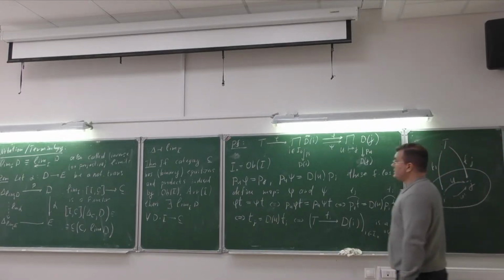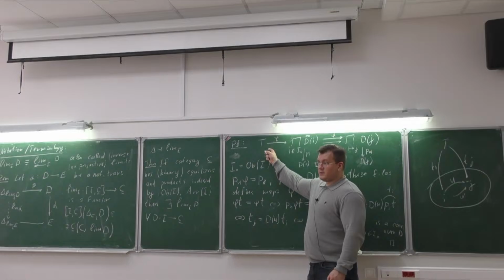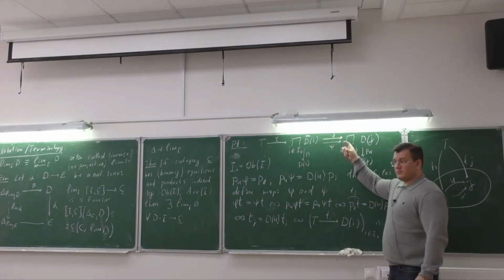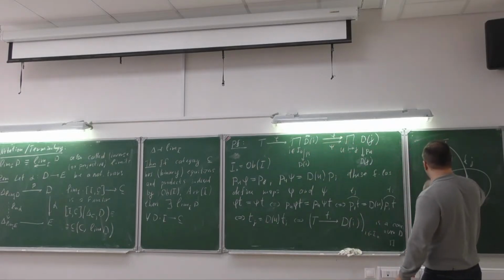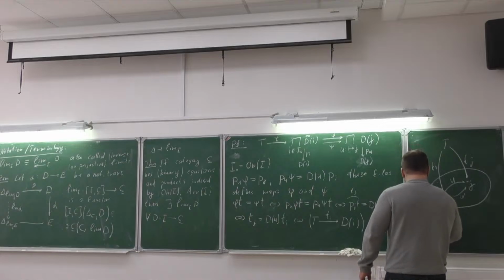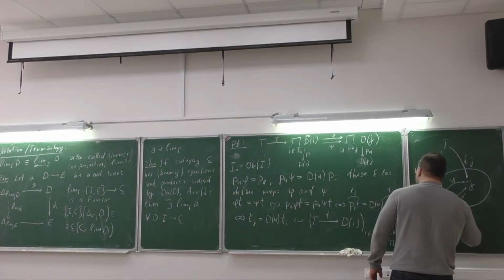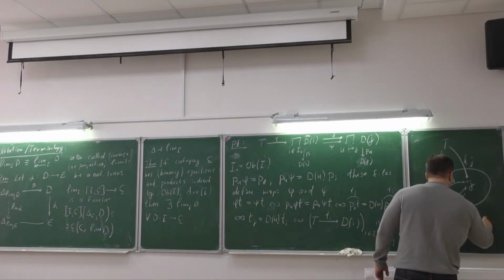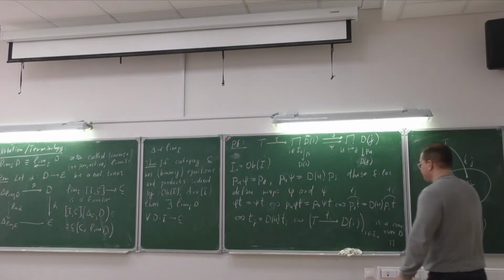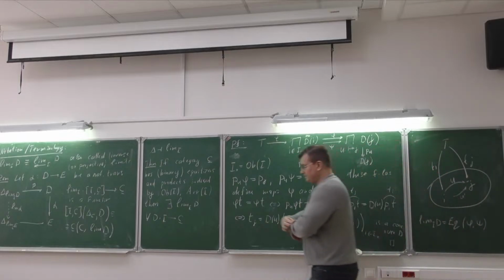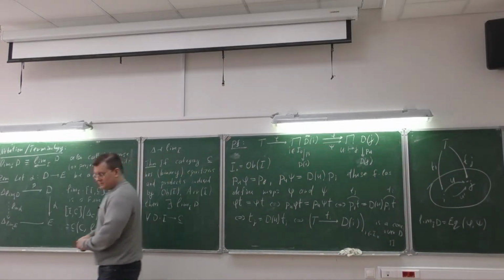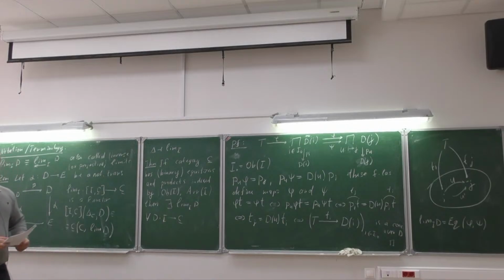Yeah, but the limit is T if you think about this as an equalizer for this pair of maps. So I can write this formula: the limit of the identity is equal to the equalizer of phi and psi. Okay.